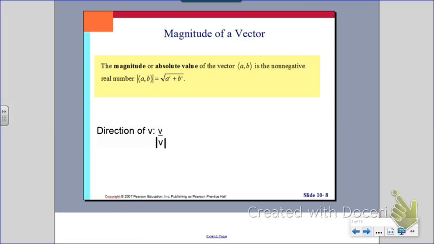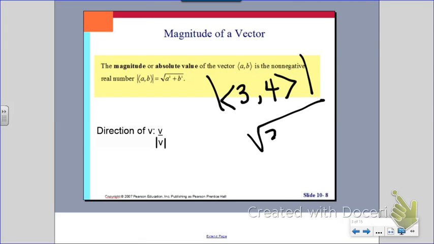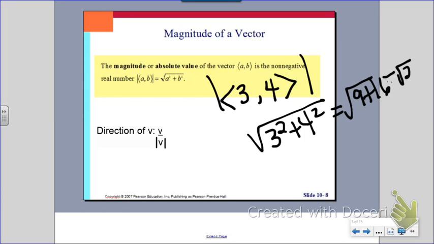So the magnitude is the length of the vector. To get the magnitude, take the square root of a squared plus b squared. My example is vector <3, 4>. It looks like absolute value because that's the way we denote it in algebra, but in vector notation it's the square root of 3 squared plus 4 squared, Pythagorean theorem, which makes sense. It's the hypotenuse of the right triangle. So that's the square root of 9 plus 16, which is the square root of 25, which means that the magnitude equals 5.